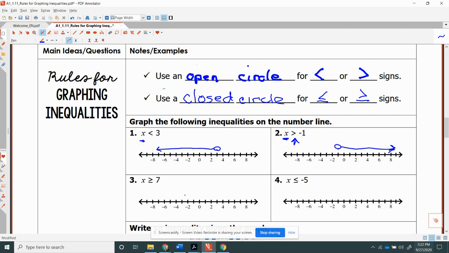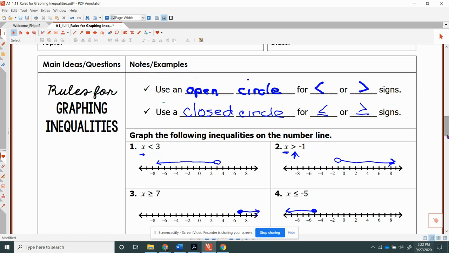Number 3, x is greater than or equal to 7. Let's find 7. Now, greater than or equal to is a solid dot or a solid circle, and we graph to the right. For number 4, x is less than or equal to negative 5. First, we will locate negative 5, make our circle, and our arrow. So pretty easy, I think. A little bit of practice, you'll get it really quick.